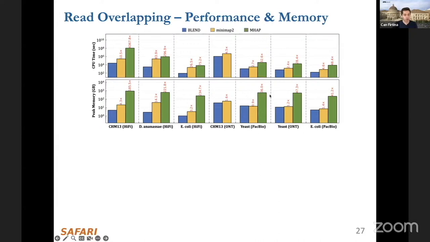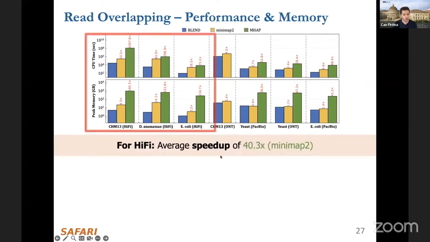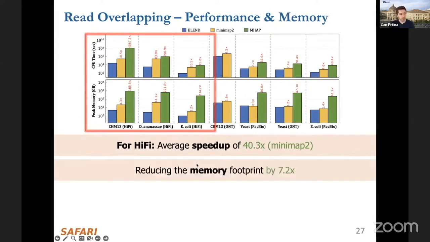And so although Blend provides a speed up, these numbers are the speed ups compared to Minimap2 and MHAP. I'll mainly focus on the results for hi-fi reads. Those hi-fi data sets are here, and these are essentially very accurate reads. What we see is that Blend provides an average speed up of almost 40x compared to Minimap2, and it also reduces the memory footprint by 7.2x.